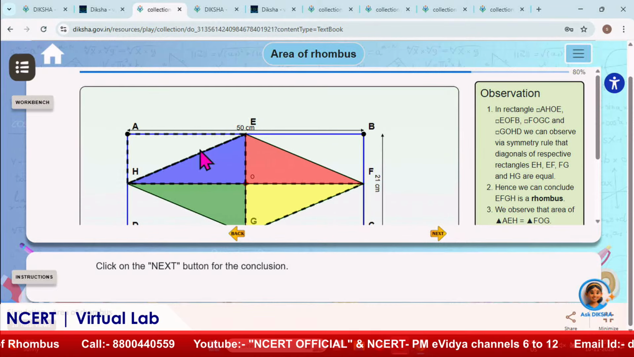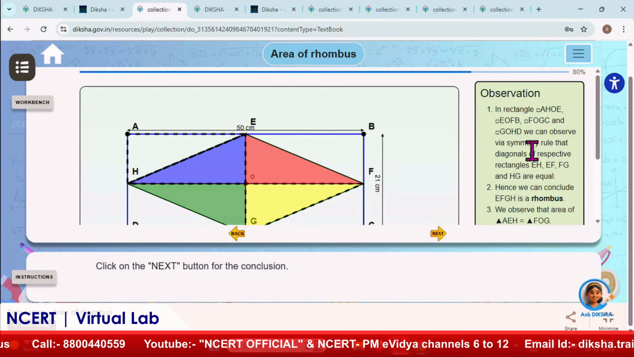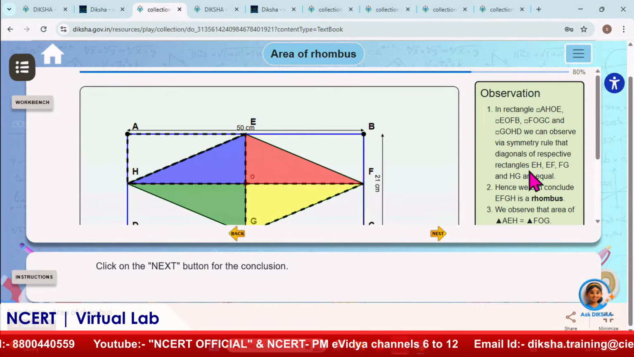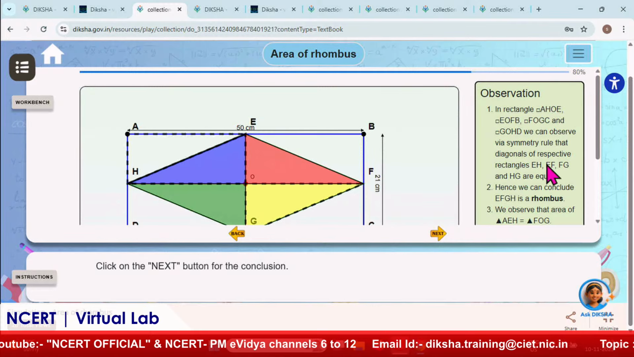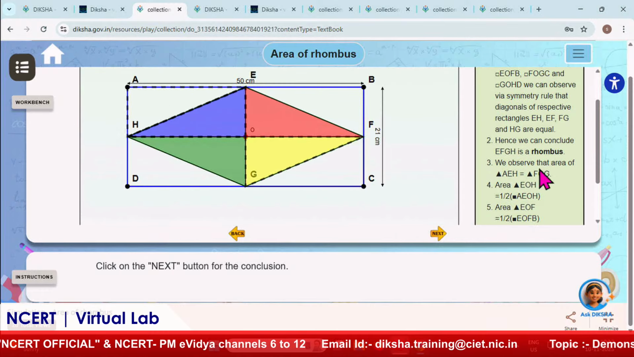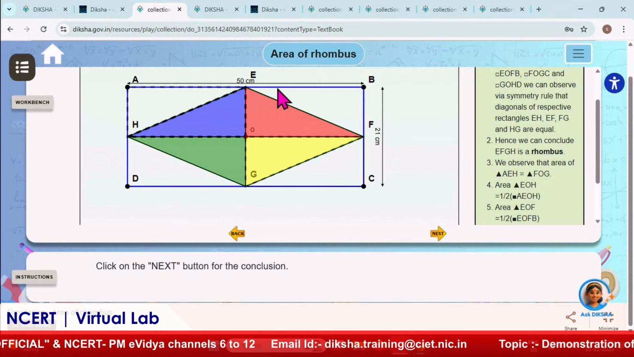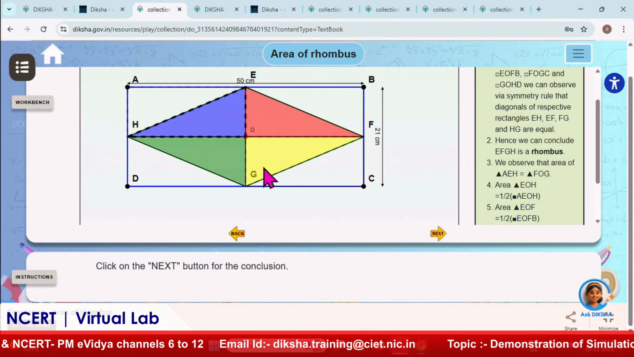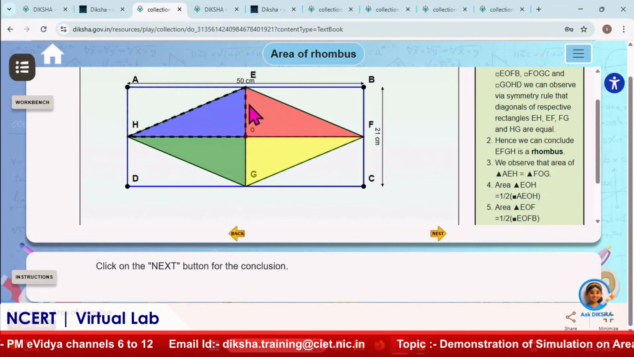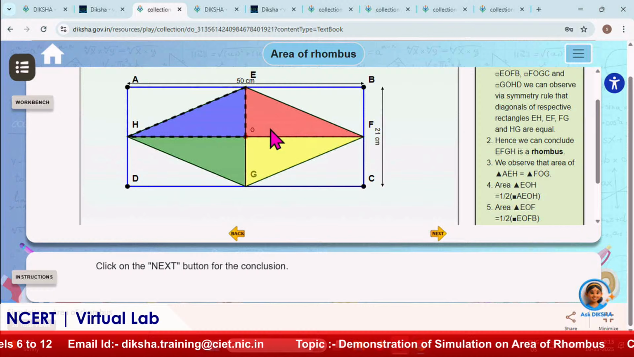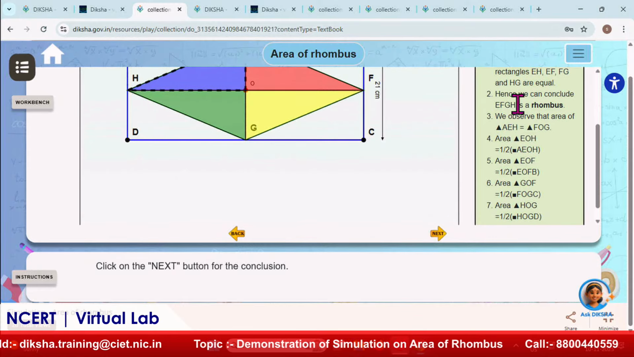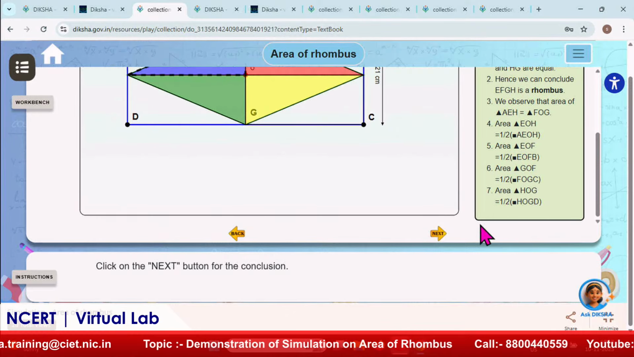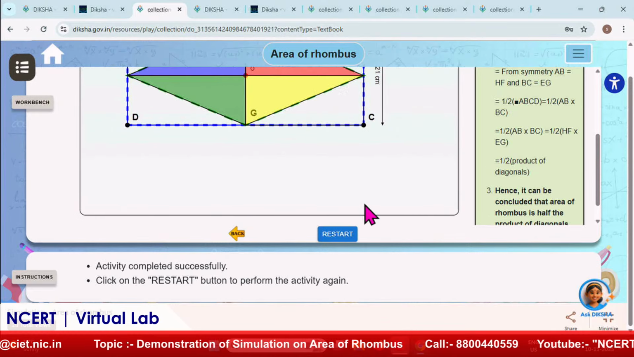You just have to write the observation, and here we are finding the symmetry rule, we are doing it on the basis of the symmetry rule. This way we can see that EFGH is a rhombus, and we have to find the area of one triangle, then it should be multiplied by 4, and we can find the complete area of the rhombus. This is given in the theory part, we can read it and click on the next button.